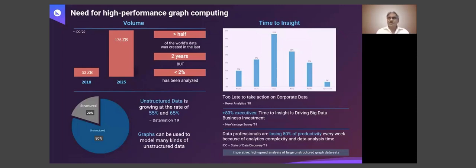So first, when it comes to the volume of data, we're all familiar with terms like the data tsunami, the data flood, data deluge. What all these apocalyptic terms tell us is that the world has generated an enormous amount of data, and is generating even more data at an ever accelerating pace. And so if you read documents like IDC 20, for example, you find statistics like more than half of the world's data was created in the last 2 years, but less than 2% has been analyzed.